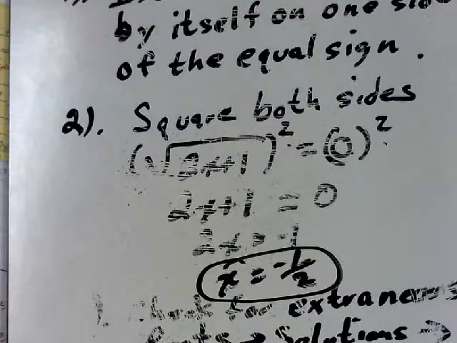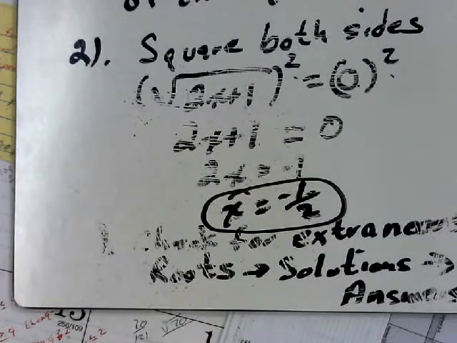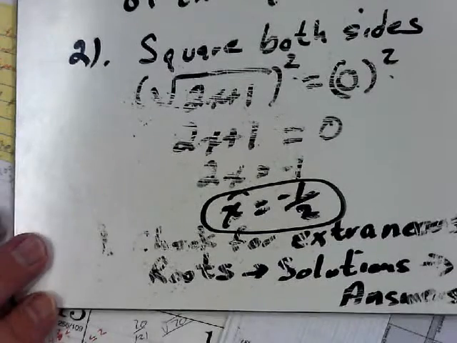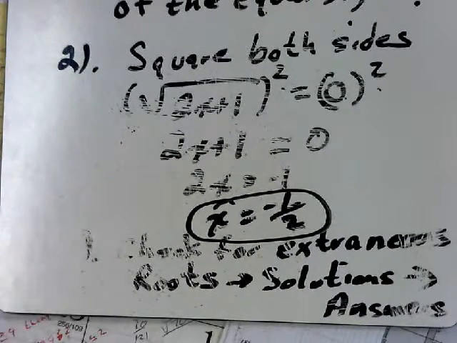Go back down to the first step. Third step was check for extraneous roots, solutions or answers. In other words, you take the answer that you have and substitute it back into the original. You have to do that. You just have to do it. Okay?